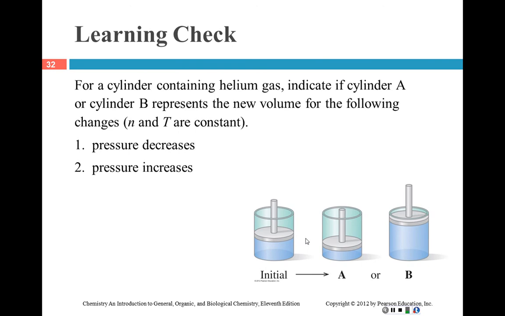Alright, if I'm pushing down with my piston, then I'm increasing my pressure, right? So that would be 2. If I'm decreasing from, and remember I started here like halfway, so I've decreased my pressure, okay, so my P is lower, then my volume is going to be higher. Okay?